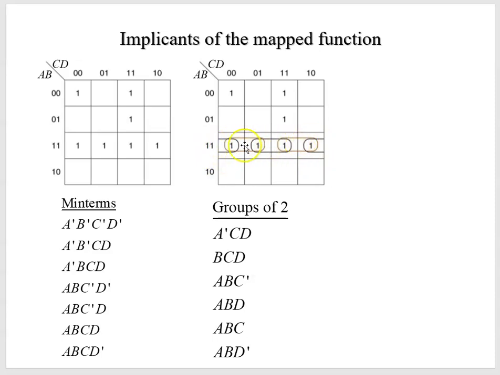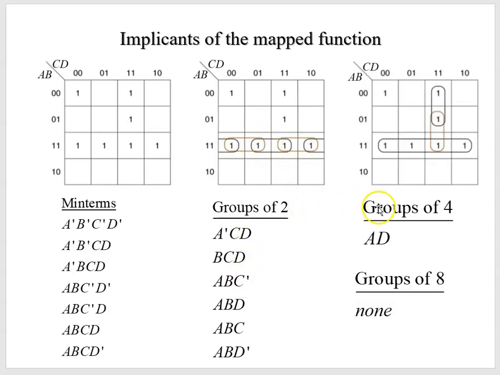So for these 4 min terms here, we have 4 different groups of 2 which we can use to encircle them. In terms of groups of 4, we just have this one group of 4, which is actually AB, isn't it? It says AB there. That's AB. Let's cross that out, show that correctly. There's our AB. So these are all different implicants. There aren't any groups of 8, and there aren't any groups of 16 in this map.